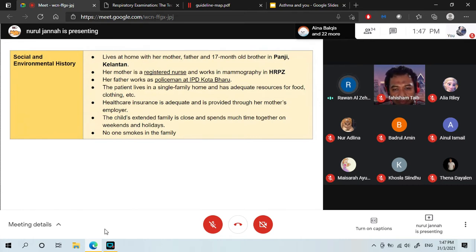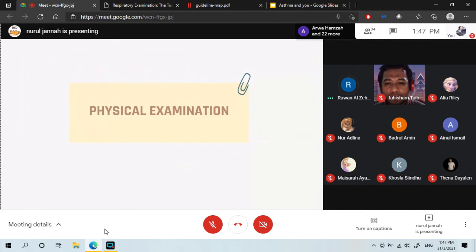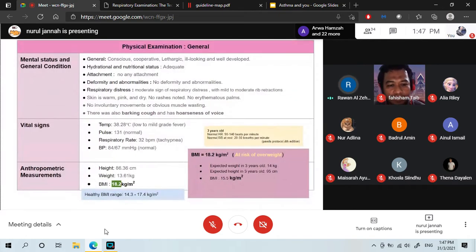The patient lives in a single family home with adequate resources of food and clothing. Healthcare insurance is adequate and provided through her mother's employer. The child's extended family is close and spends time together on weekends and holidays. No one smokes in the family. Next slide. So we move to physical examination.